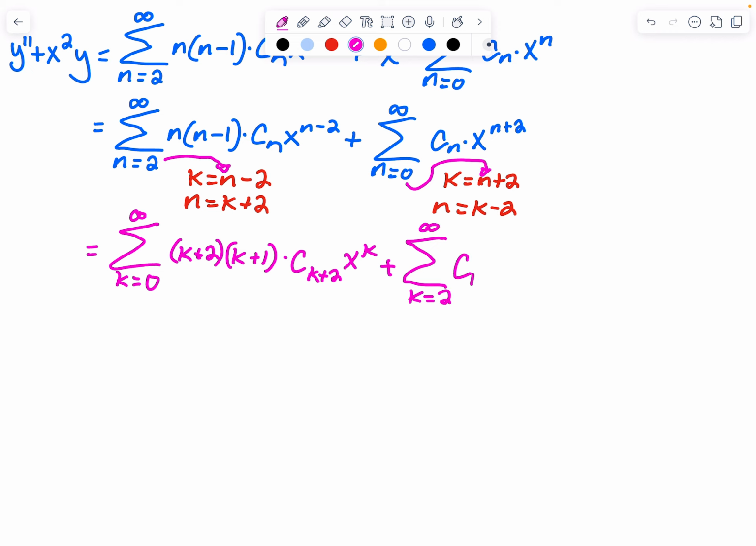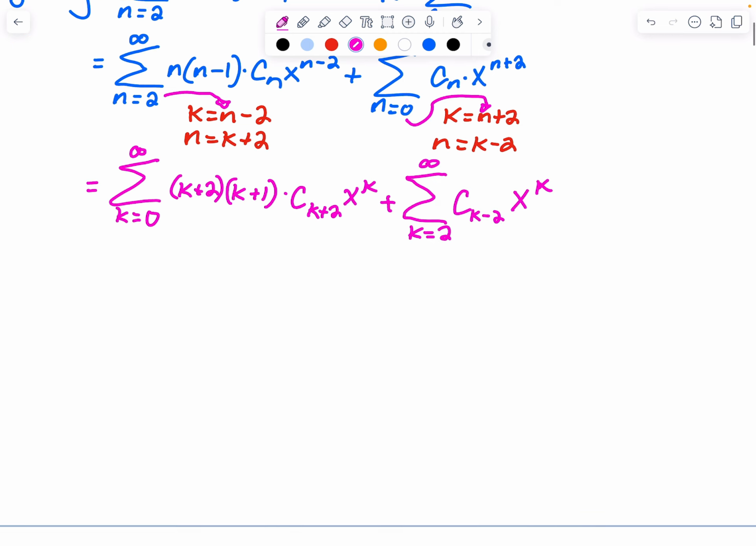And then I get c to the k minus 2, replacing n, and then x to the k. That was our goal. All right, now they both have x sub k's. Now I need to get them to the same index, the beginning number. So I have k equals 0 and k equals 2. I need to let out some from this one. All right, so I'll underline, try to keep things straight.